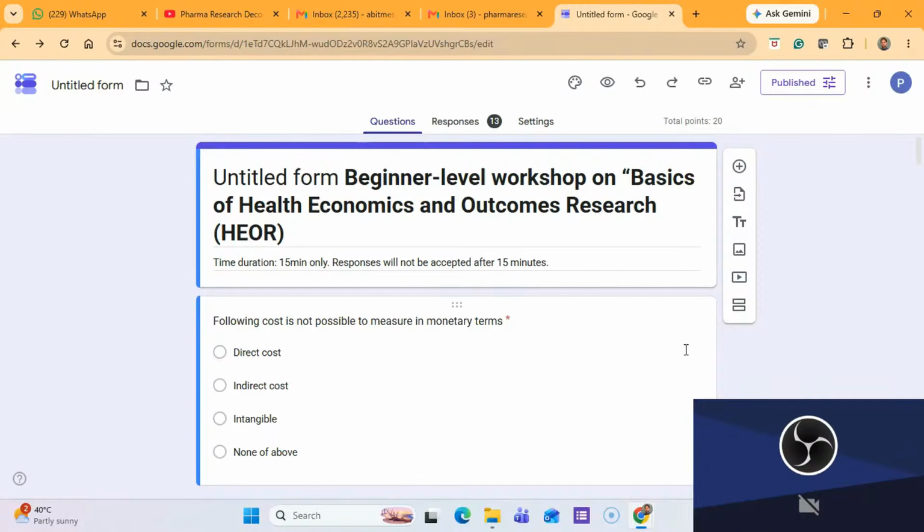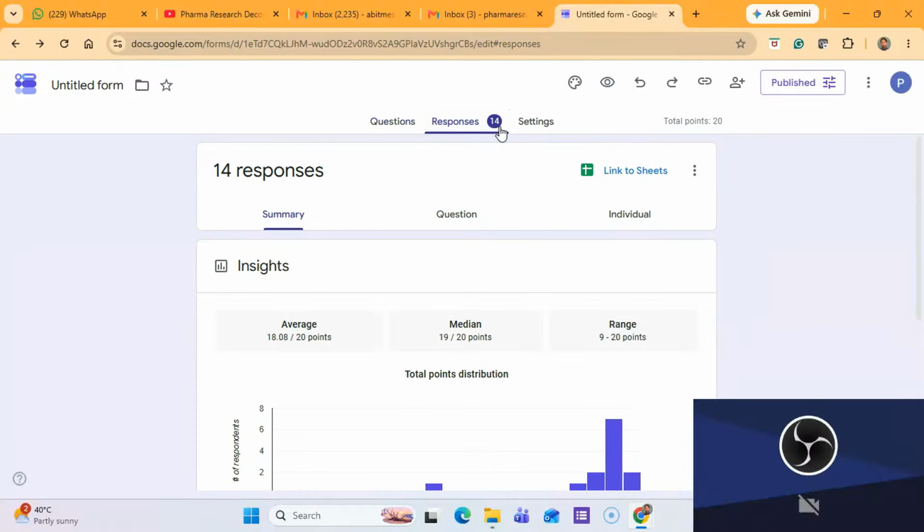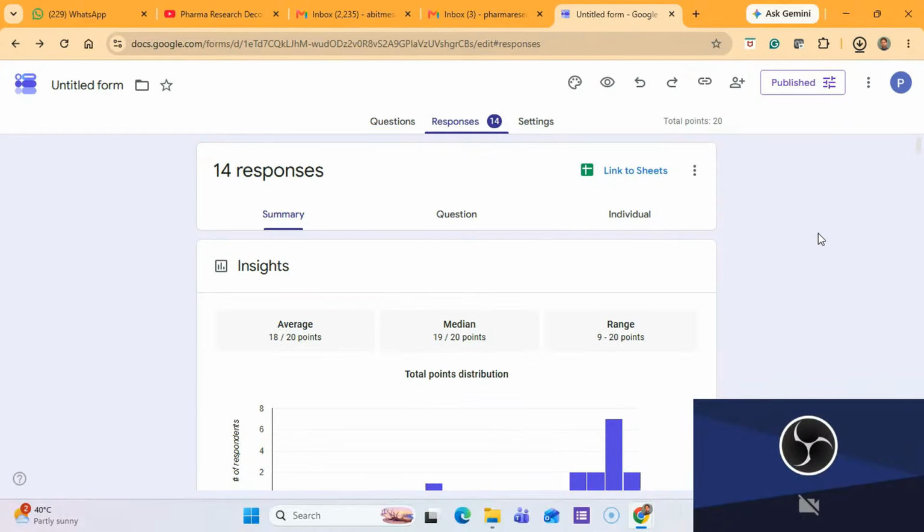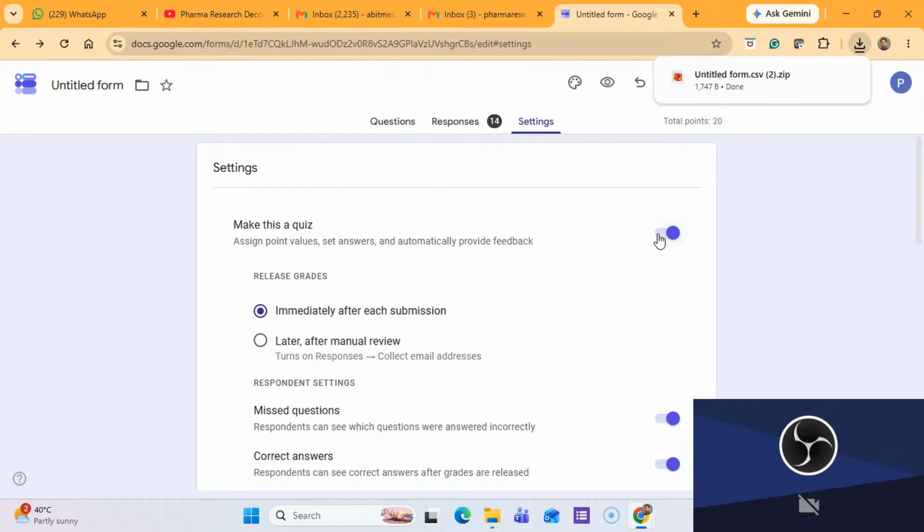Last minute. So there are 13 responses, right? So I think time is over. Anyone who is still doing? 14 responses. So I'm going to download these responses and we will generate the certificates accordingly, and will mail you the certificates, right? So last thing, I'm just going to close this.